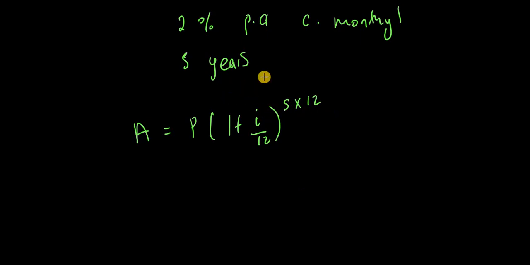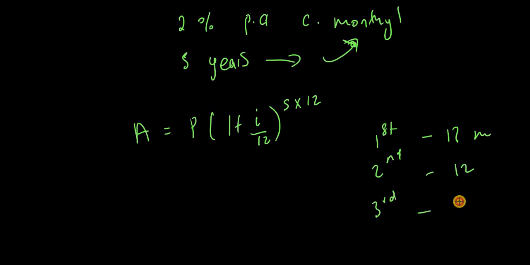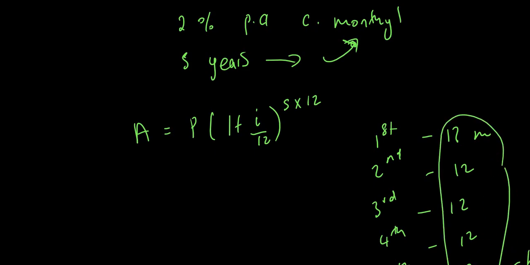Well, this is because you want to find out in 5 years, how many months do you have? In the first year, you have 12 months. Second year, 12 months. Third year, you're still going to have 12 months. In the fourth year, 12 months. In the fifth year, 12 months. Because in 1 year, you have 12 months. When you add all of them, you get 60 months. So that's why we say 5 times 12, so that we get 60. So what is the essence? If my interest is compounded monthly, I should ask myself, how many months do I have in those years?